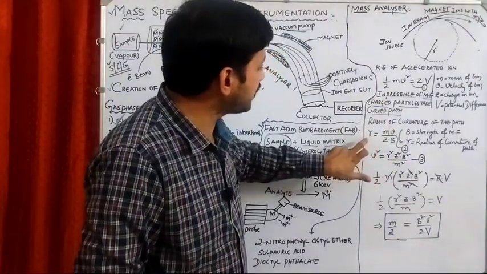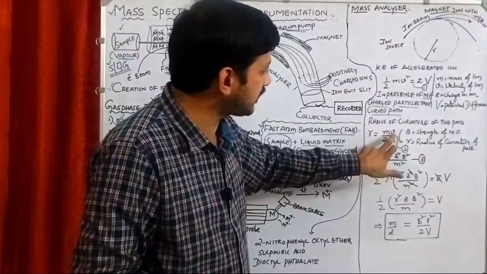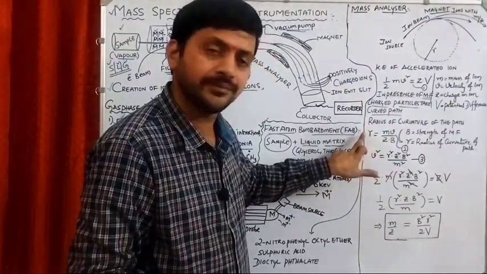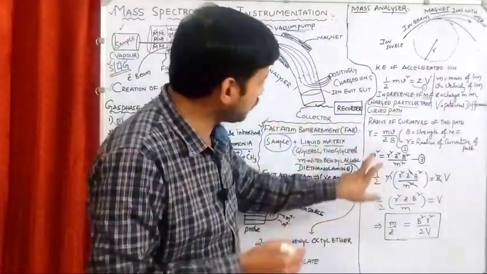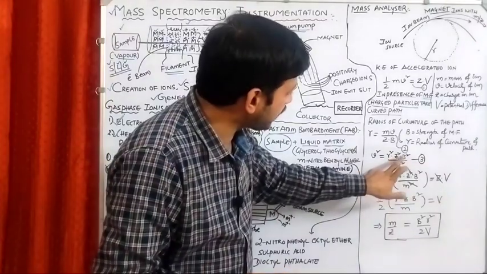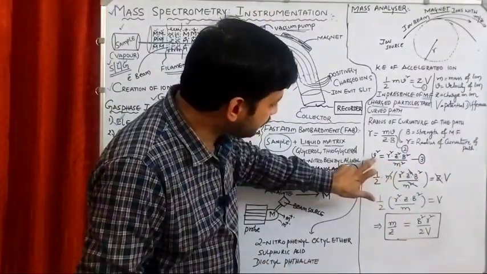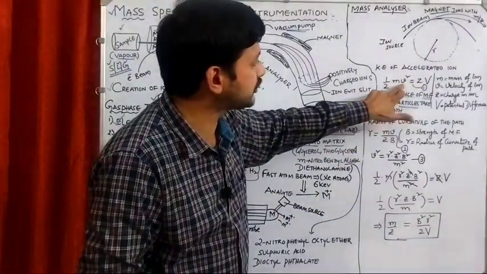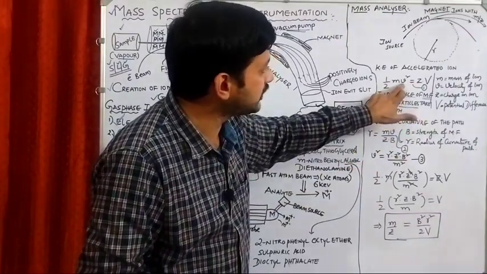From equation 2, what are we calculating? v square. We know v equals what? v equals R z B by m. So squaring it, we get R square z square B square by m square. Substitute this v square value in equation 1. See this one, we have v square or not. So the v square value is substituted in equation 1.